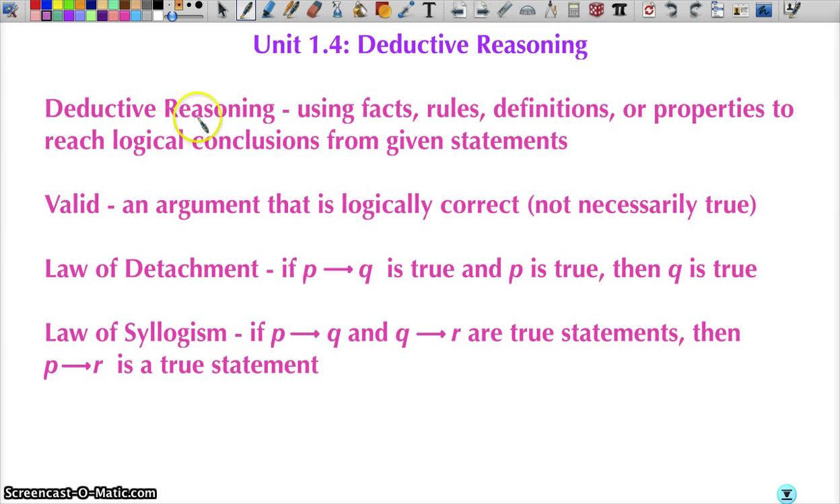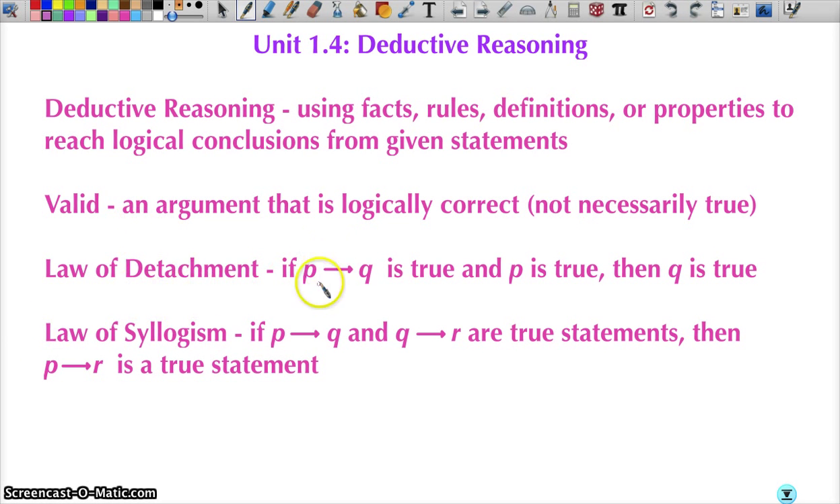So starting with deductive reasoning, now remember, inductive was using a specific example to back up what you were saying, where deductive is using a fact, a rule, a definition, a property, and those things to reach logical conclusions from given statements. With these types of reasoning, you're determining whether something is valid. And so it isn't necessarily true all the time, but that it's logically correct, that it makes sense based on the statements and what follows.